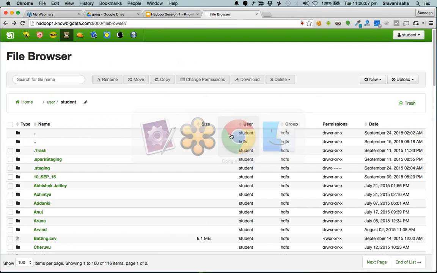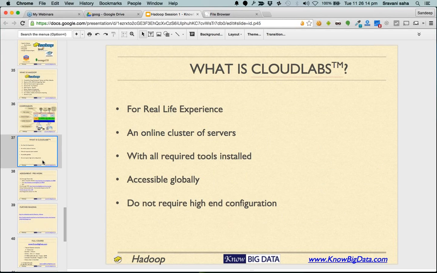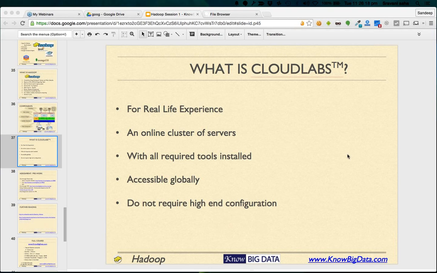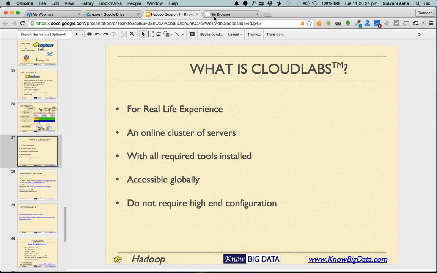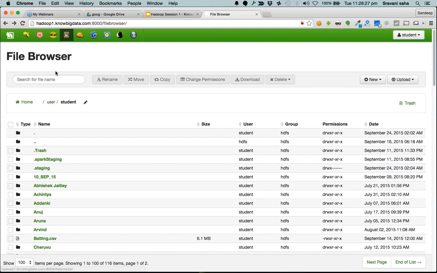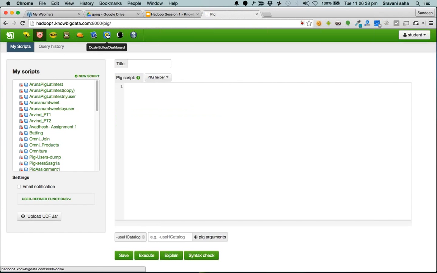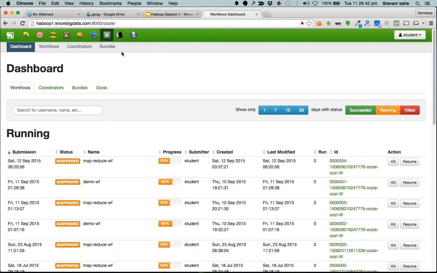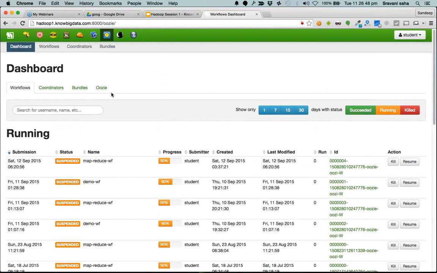All right. So I'm almost towards the end. I've already talked about what we offer. So we have a real life experience Cloud Labs as I was displaying to you. For example, this is our file browser. You can run Pig from here. And this is a tool called Hue, which we are using. You can use a workflow creation tool from here, or we will also show you how to run these programs from the command line.